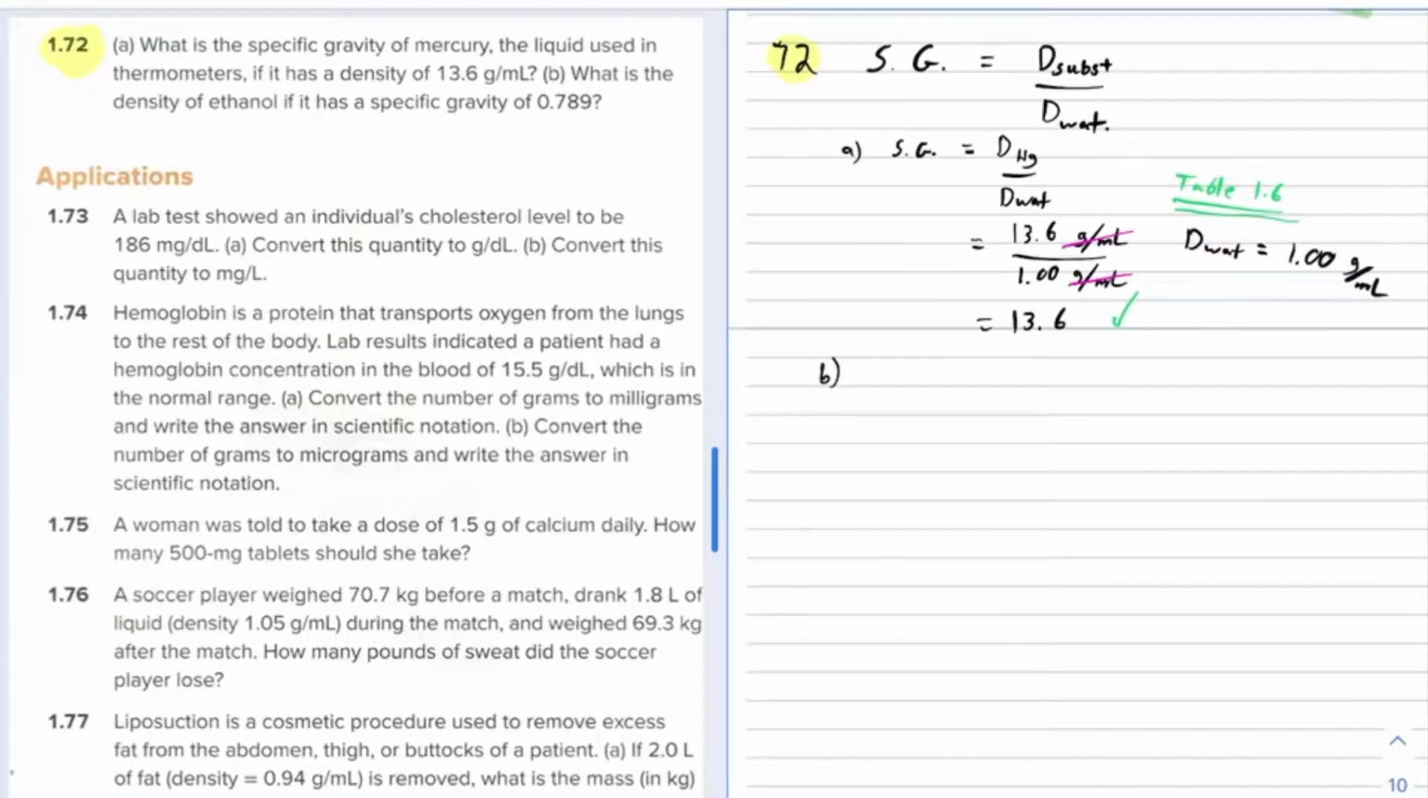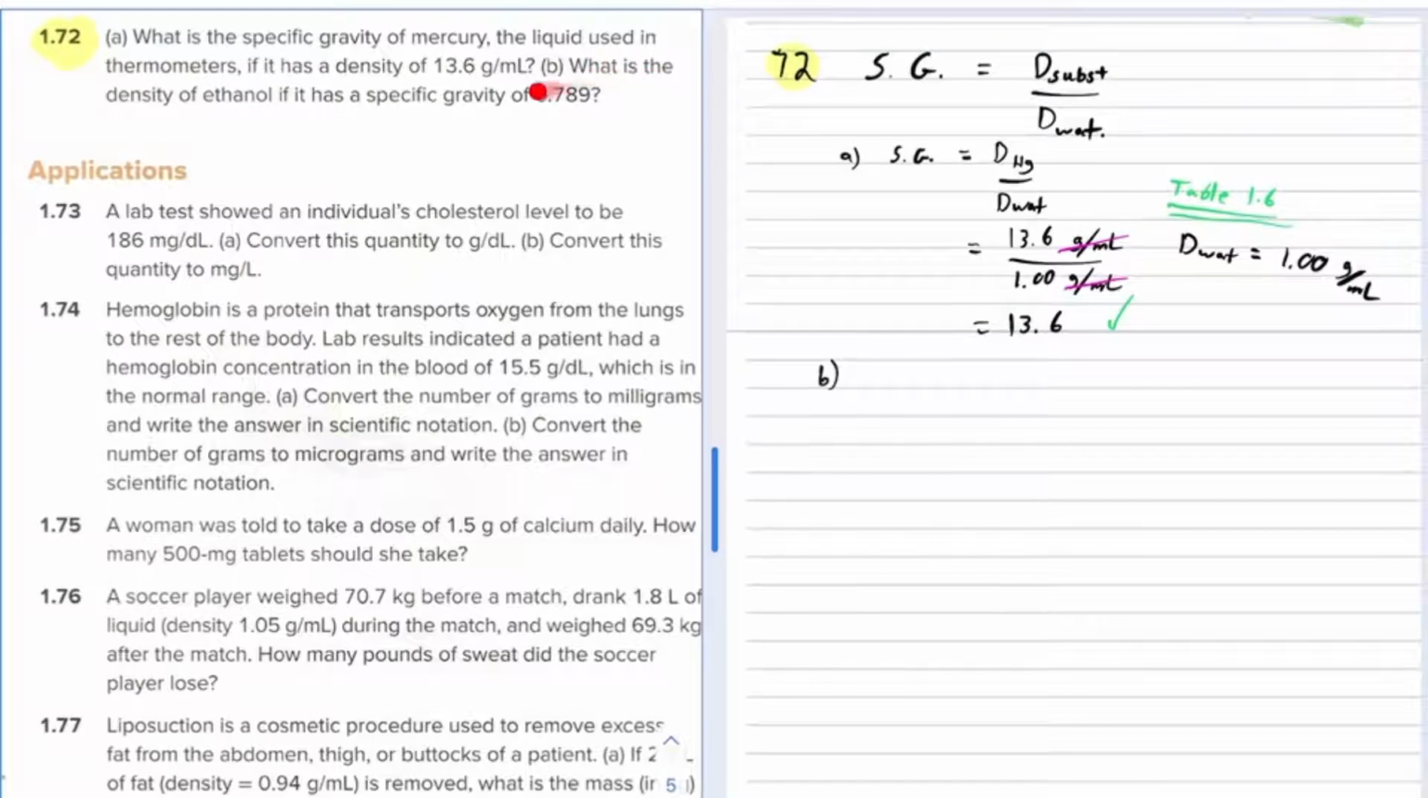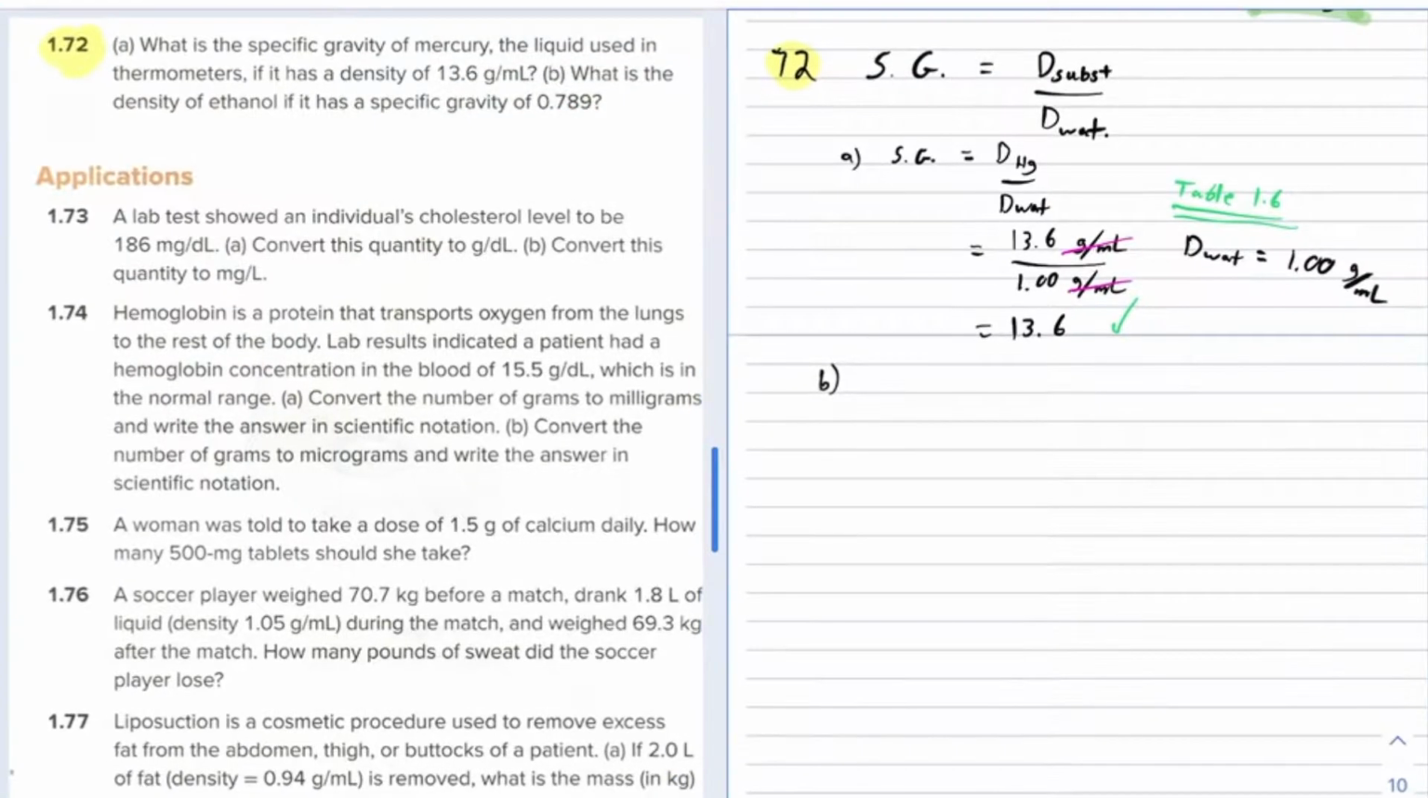What's B say? What is the density of ethanol if it has a specific gravity of 0.789? So you're told the specific gravity, so what's its density? Well, you just slap on the units, right? 0.789 grams per milliliter. So you remember the specific gravity here, you just slap on the units. Let's just do that, and we'll make sure the density of ethanol.